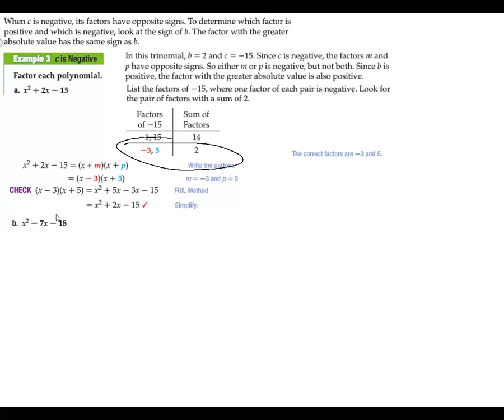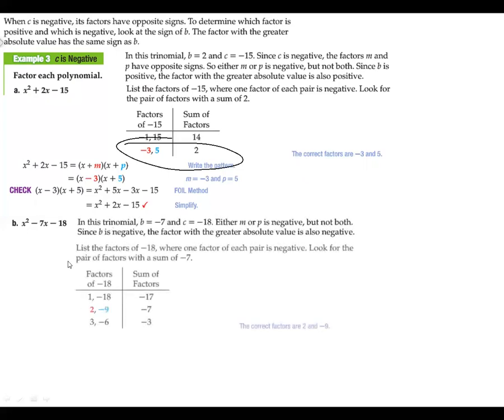All right, this one. Notice here, the last term is negative, so I have to have a positive factor and a negative factor, but the middle number is negative, so the bigger factor has to be negative. All right, so you list out your factors of -18, and you only have to list the ones that have the bigger factor as the negative. So you wouldn't need to list -1 and 18, -2 and 9, -3 and 6. Don't need those because those aren't going to work.